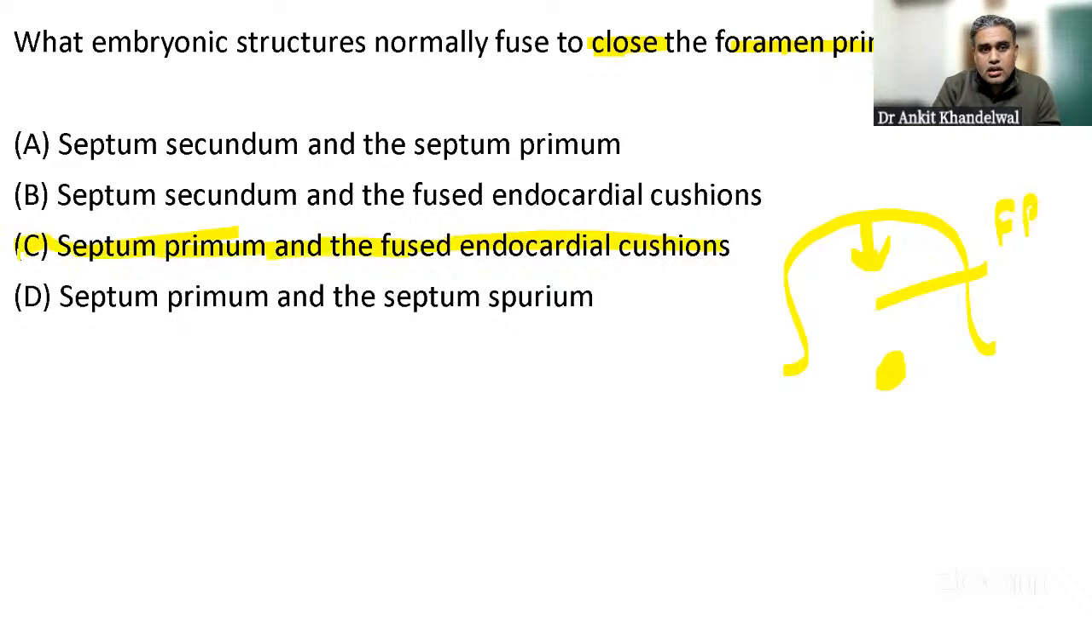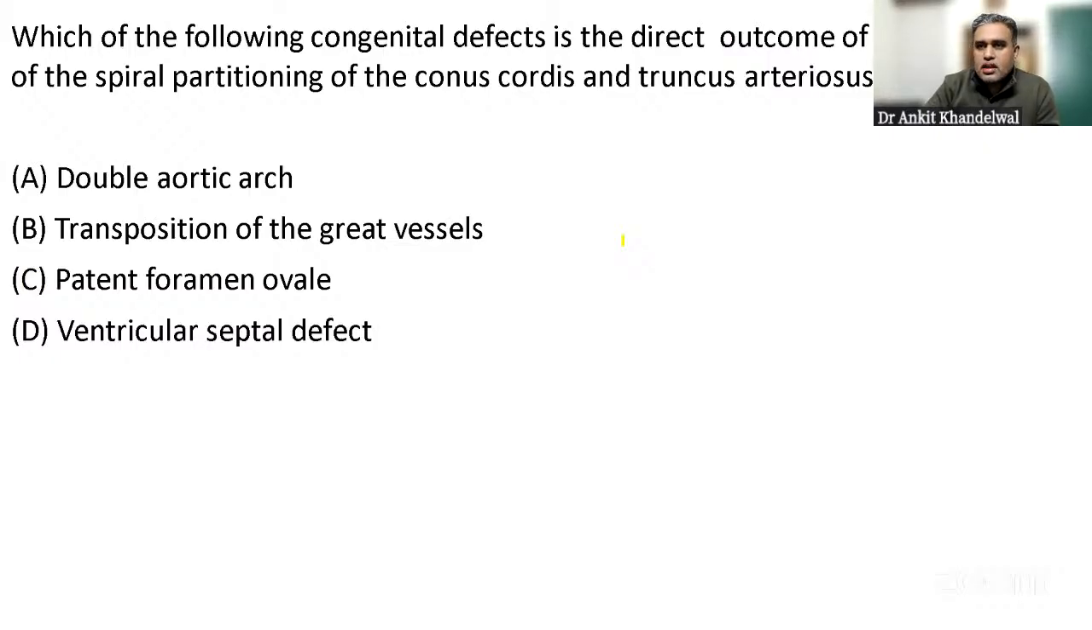Am I correct? Are you guys correct or not? These have to fuse to close the foramen primum. Next: which of the following congenital heart defects is the direct outcome of malformation of the spiral partitioning of the conus cordis and truncus arteriosus? I gave you a few names like patent truncus arteriosus, tetralogy of Fallot, and transposition of great vessels. Here you have option B, transposition of great vessels. What happens here? RV opens into the aorta, LV opens into the pulmonary trunk.